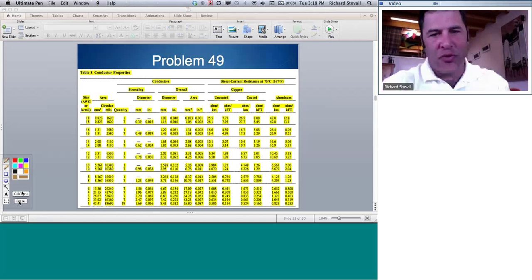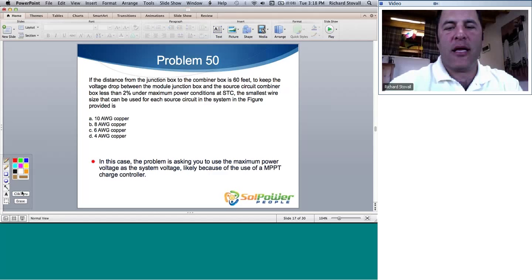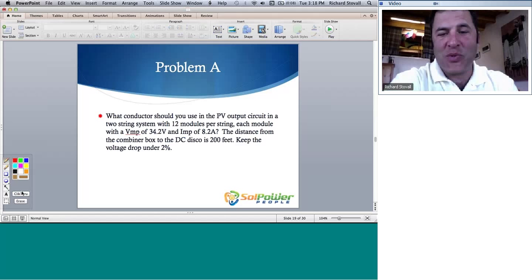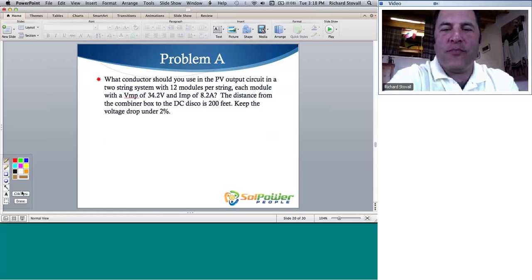So those are the three problems from the NAVSEP study guide. And now we've got some more to work on. These are ones that Sarah came up with, and are probably more likely to be the kind of voltage drop questions you'd have on the test.